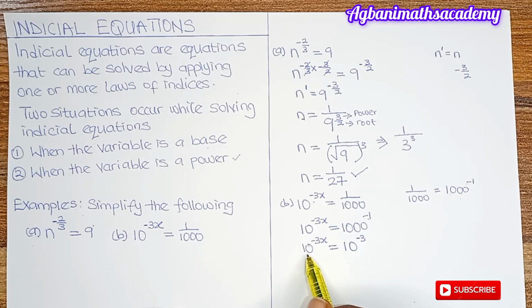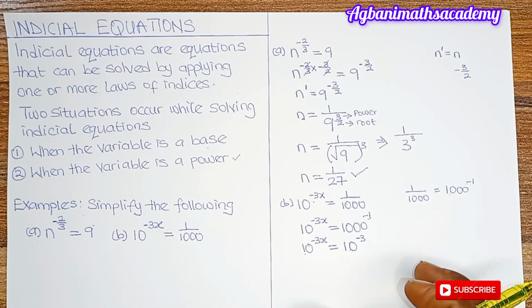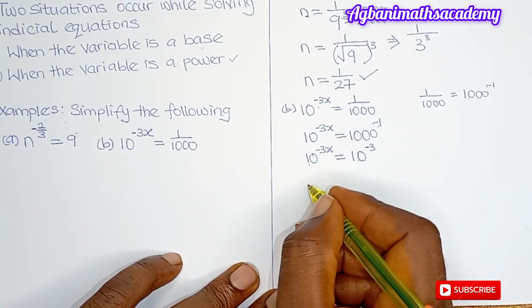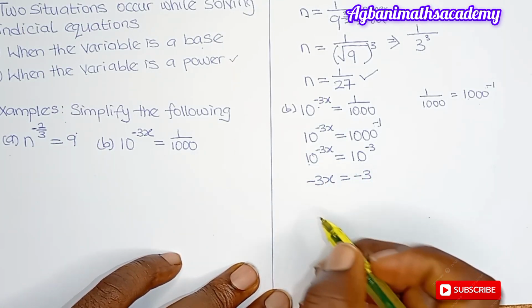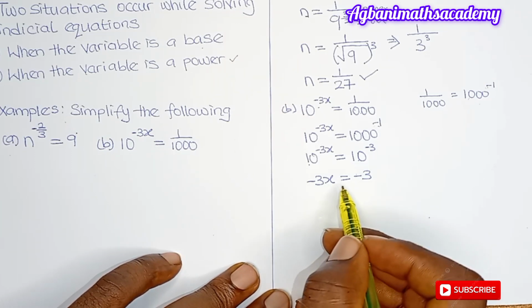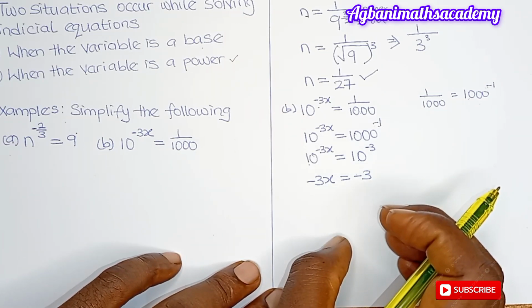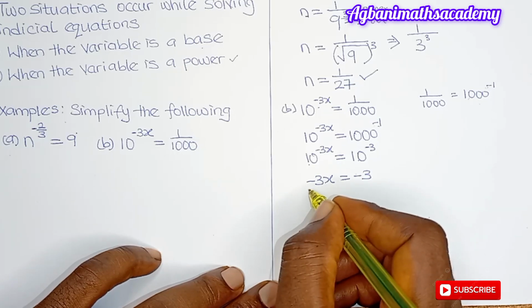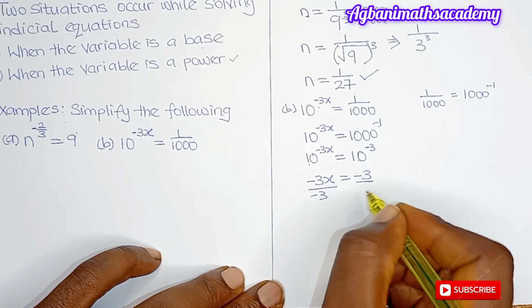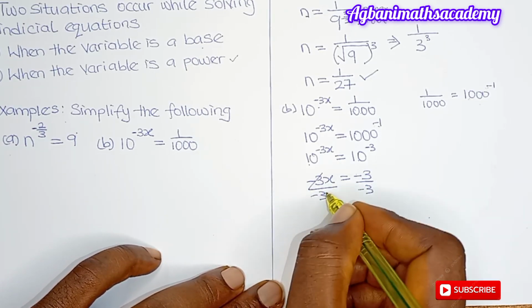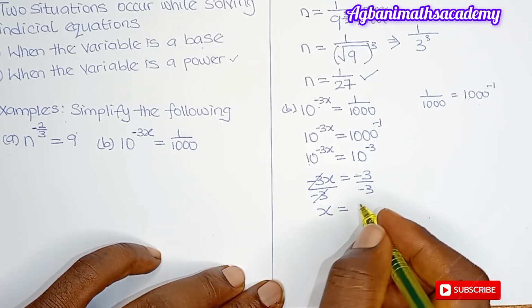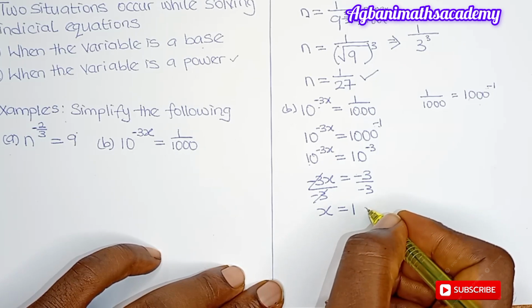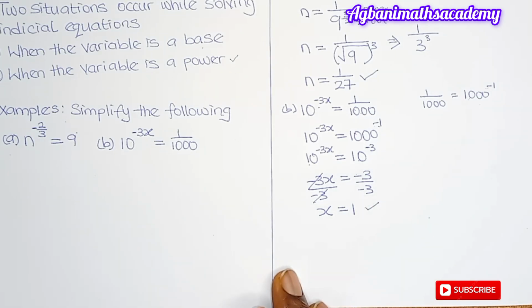So now we can see that the bases are the same. Therefore, since the bases are the same, we can simply equate the powers. So this means minus 3x is equal to minus 3. Next, to get the value of x, we divide both sides by minus 3. On the left, minus 3 will cancel out minus 3. We have x is equal to minus 3 divided by minus 3, which is going to give us 1. This means that the value of x is equal to 1.